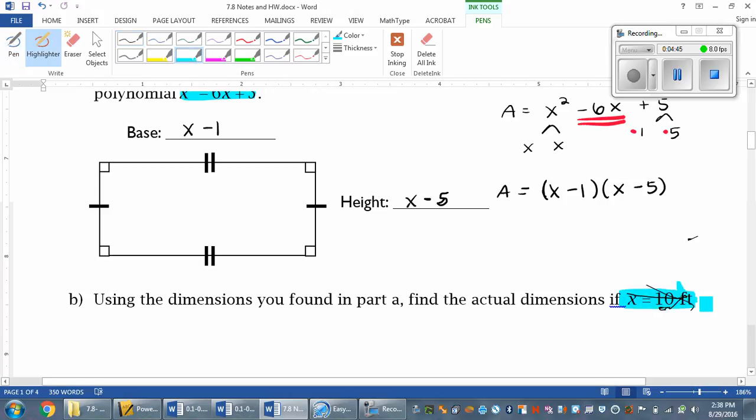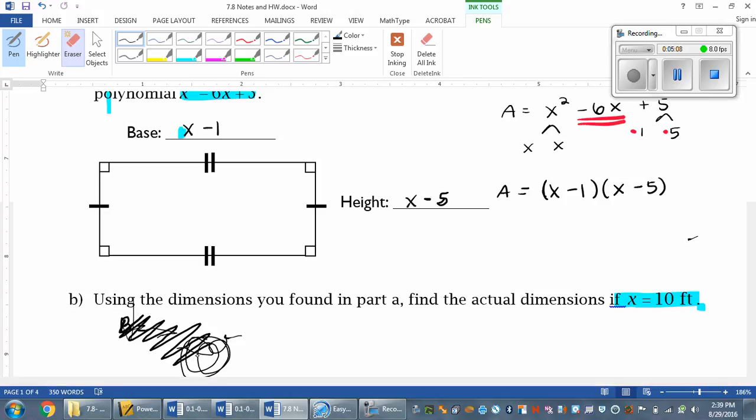I'm really sorry, apologizing right now. My pen is going out. So if x is 10, what I'm going to do is for the base, I'm so sorry. I am not doing this right now.